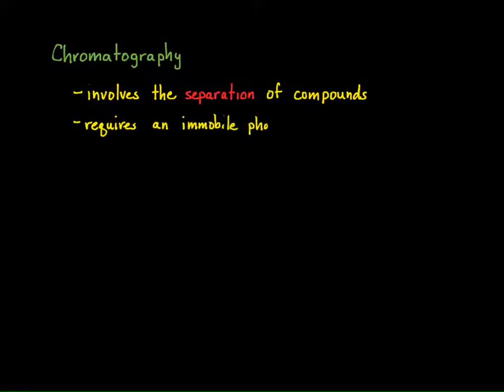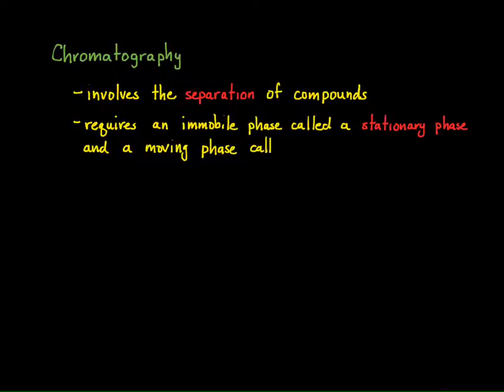Now, chromatography, I know many of you may have been introduced to chromatography in general chemistry, but in essence, it involves the separation of compounds. So this is how we look at the purity of compounds. We can purify compounds in certain ways. We can analyze compounds both quantitatively and qualitatively. And it's something that we as organic chemists use on a daily basis. In essence, chromatography requires both an immobile phase, which is called a stationary phase because it's stationary, and a moving phase, which is called the mobile phase.